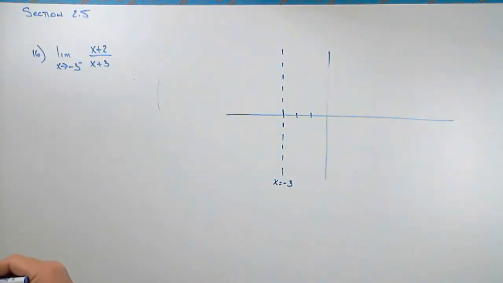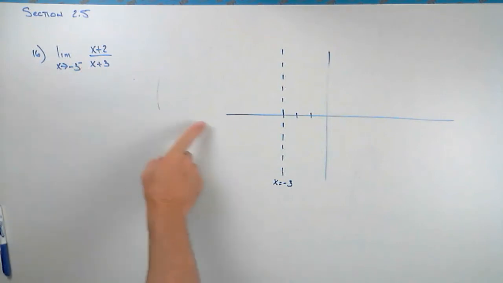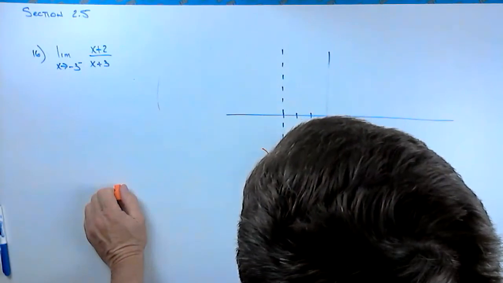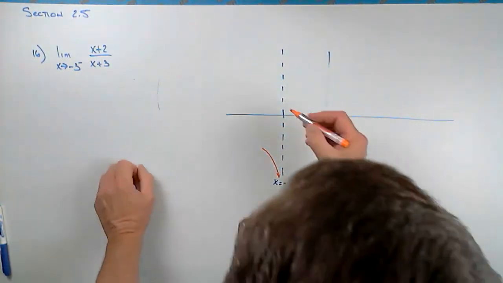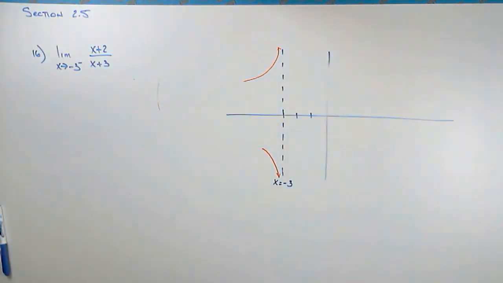What they want us to tell them is, as we approach -3 from below, from this side, are we going down, down, down, down like this, because we know it has a vertical asymptote, or are we going up, up, up like this? This is the question. Now we can answer this in pre-calc.